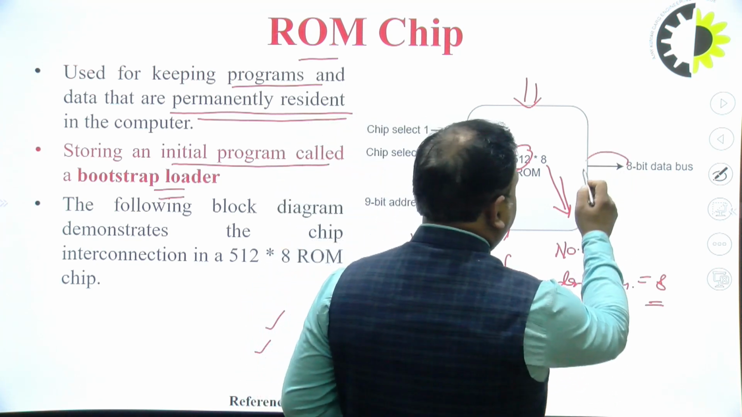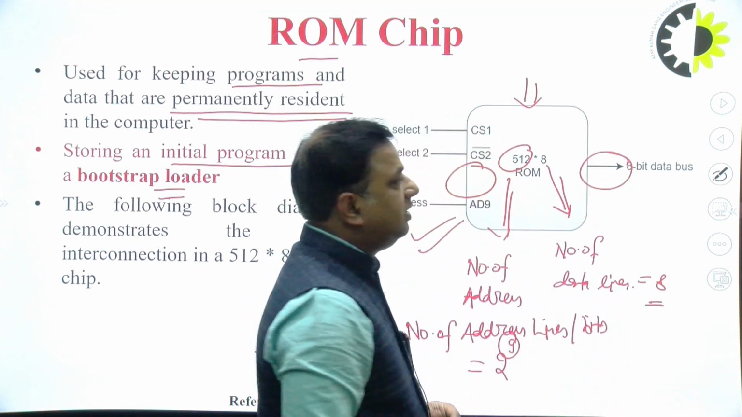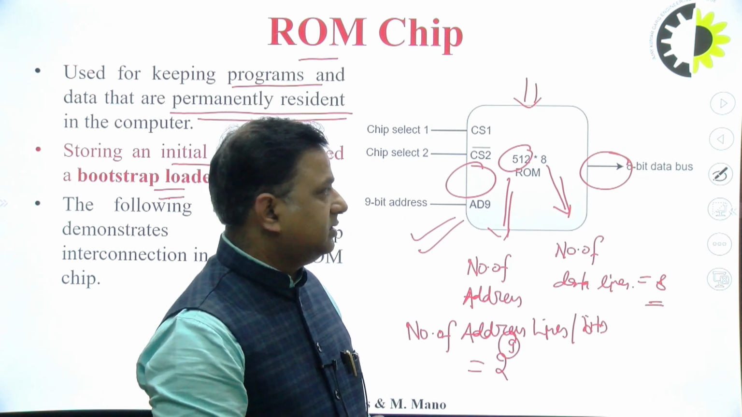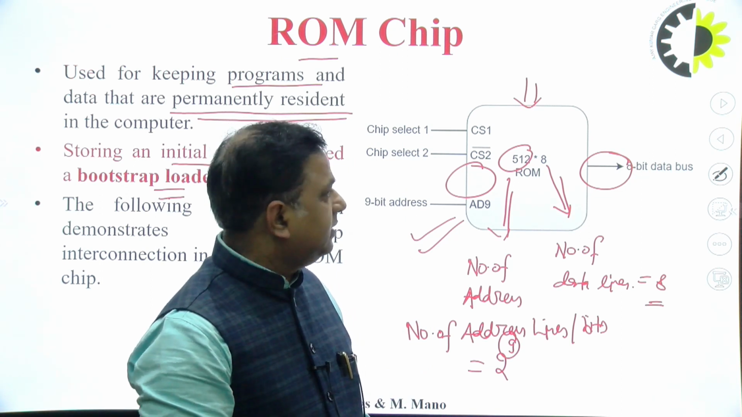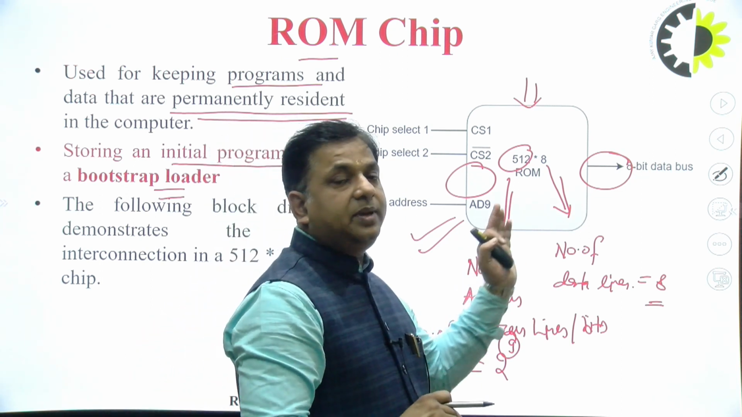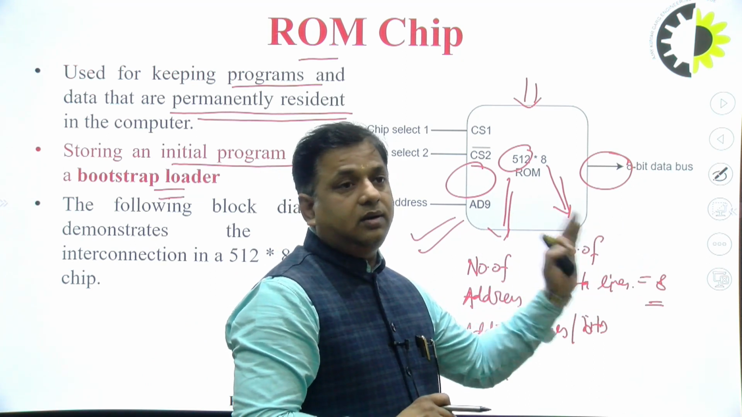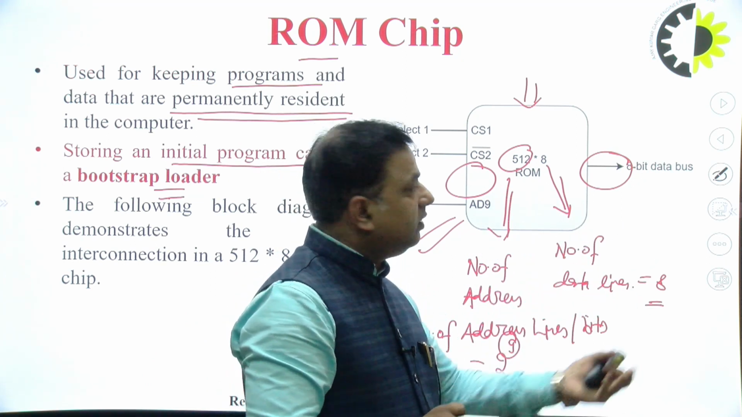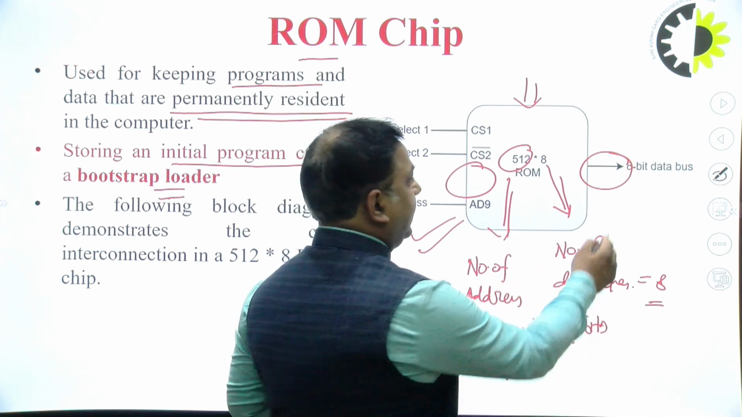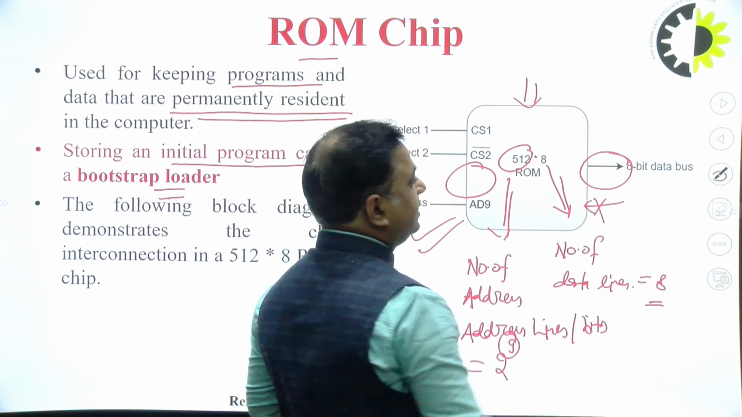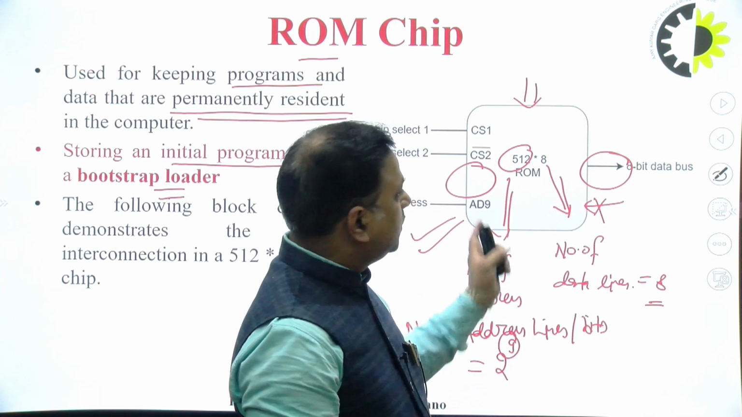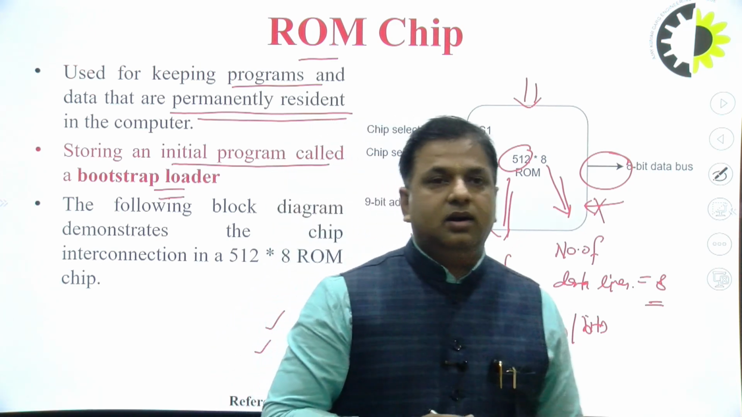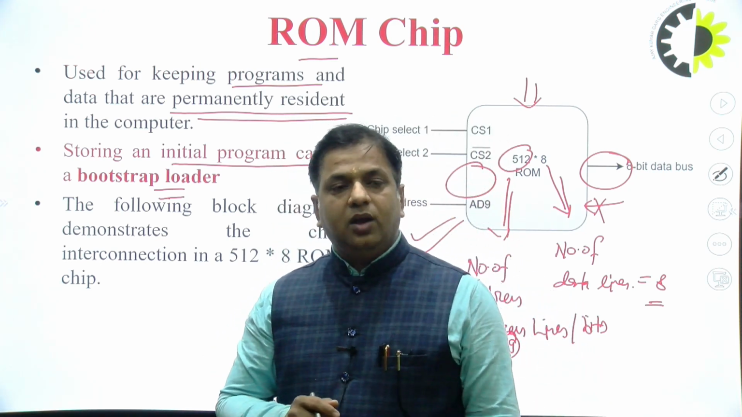Second change is that it is a unidirectional data bus. It is having only a unidirectional data bus. That means data can be read only, we cannot write. So there is no such direction control in this ROM chip. So these are the two basic differences between the RAM chip and ROM chip.